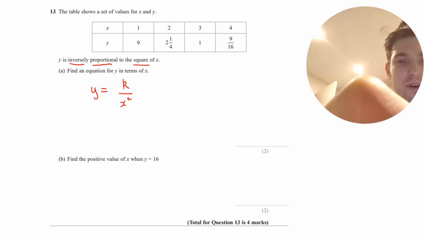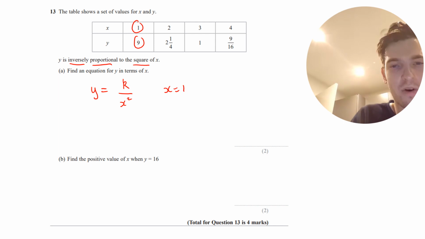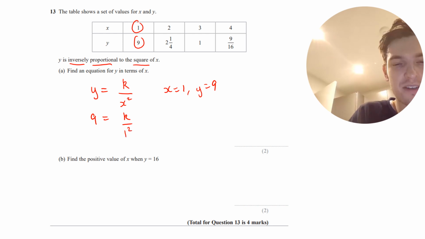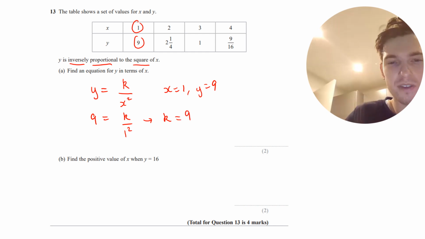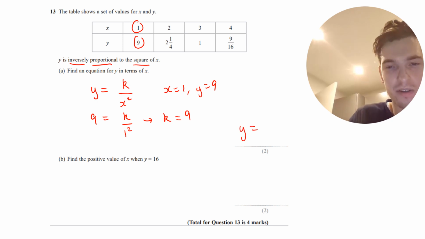So let's just pick one without the fraction. So let's pick this one here. So x equals 1, y equals 9. Sub it in. 9 equals k over 1 squared. So 1 squared is just 1. So k is equal to 9. So I need to write the equation now. So y equals k, which was 9, over x squared.